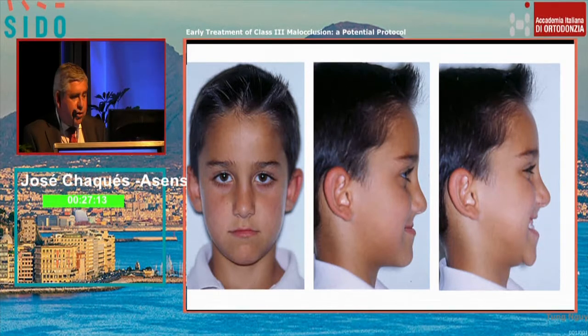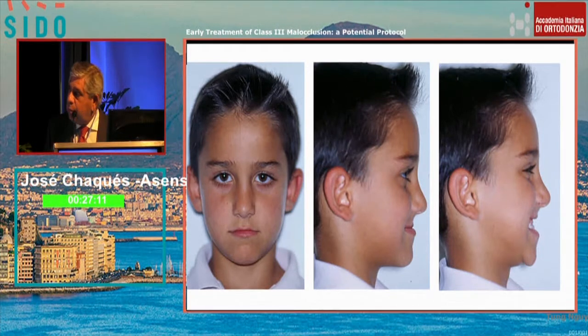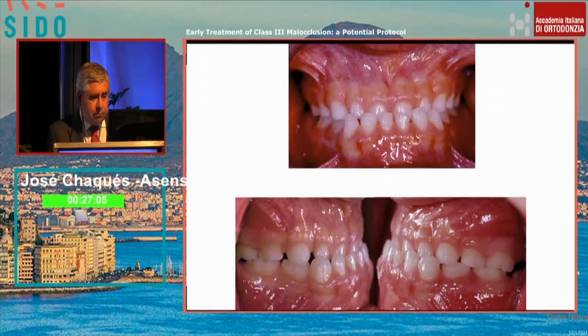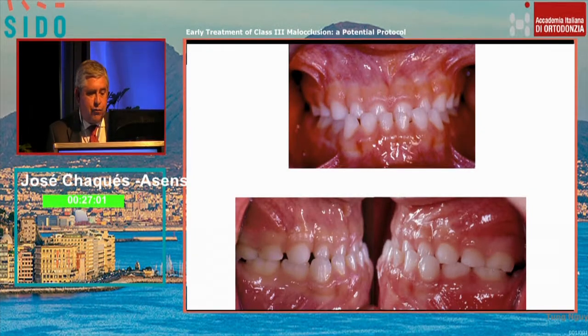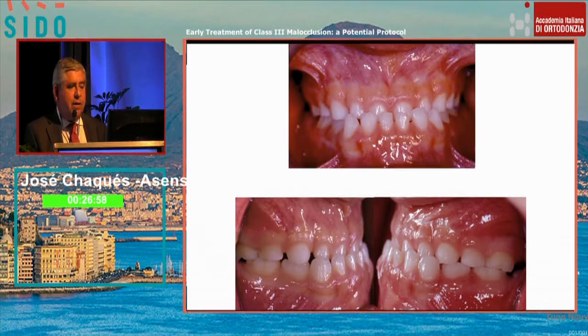In the early dentition, like in this patient where we can identify clear signs of maxillary hypoplasia, and when we look at the intraoral malocclusion, we see a severe class 3 with an anterior crossbite affecting all the anterior teeth.